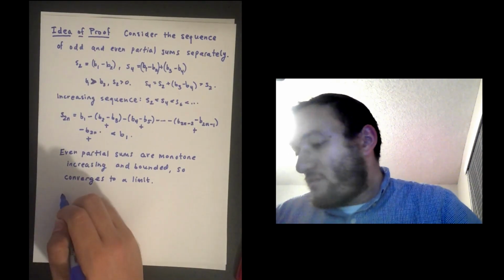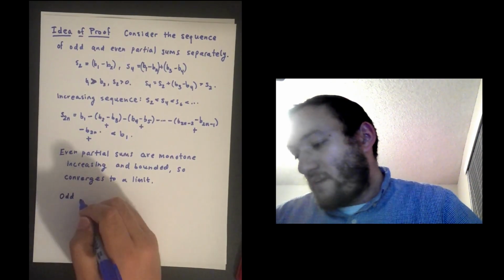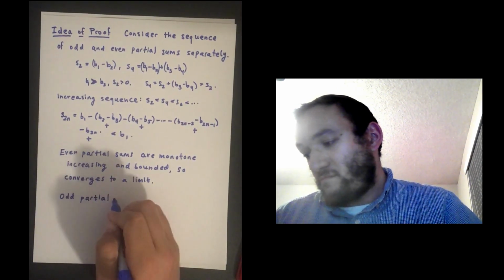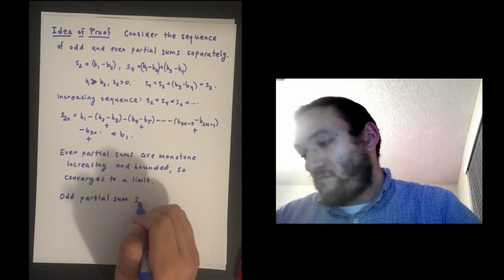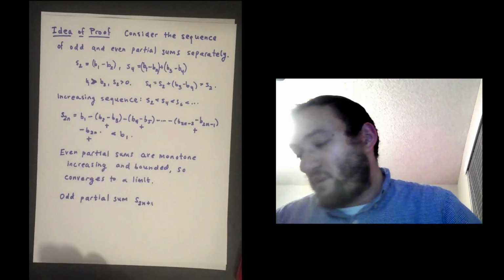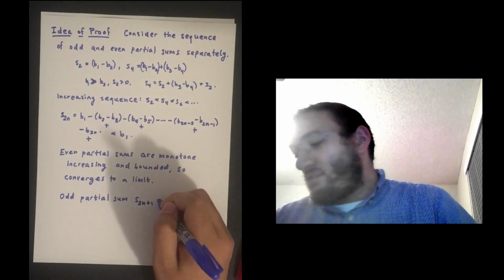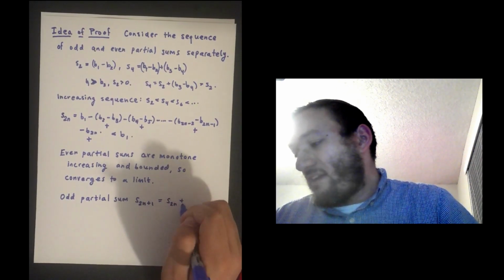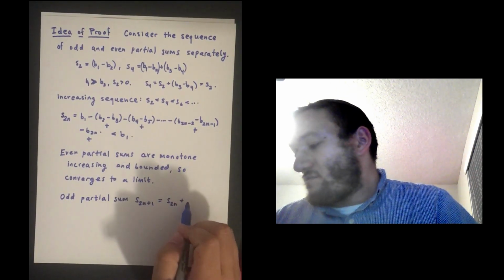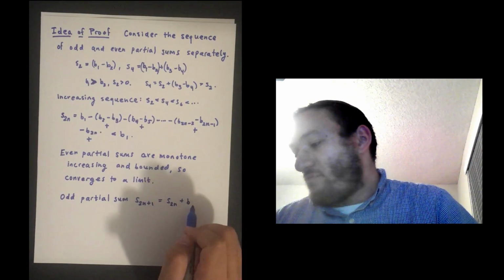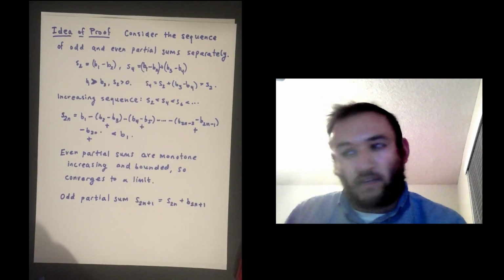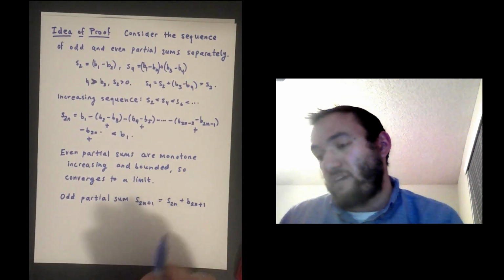So, odd partial sums, S2n plus 1. Well, this is equal to S2n plus B2n plus 1, right? That's just the next term in the sequence, and the odd indices are all positive.